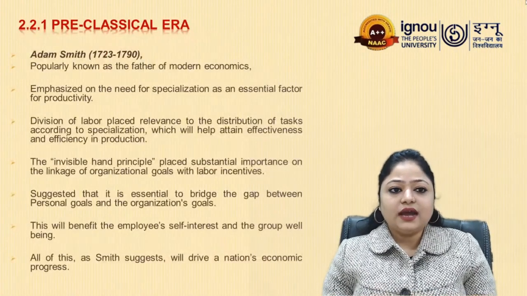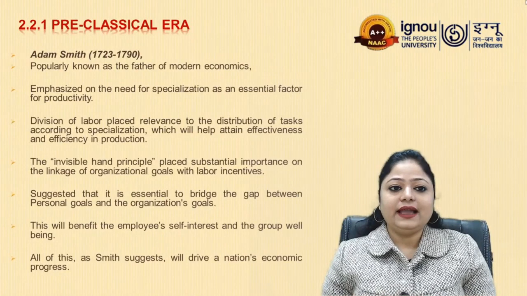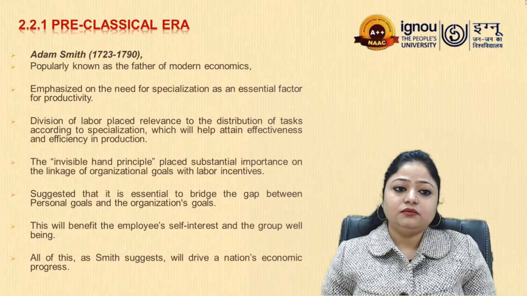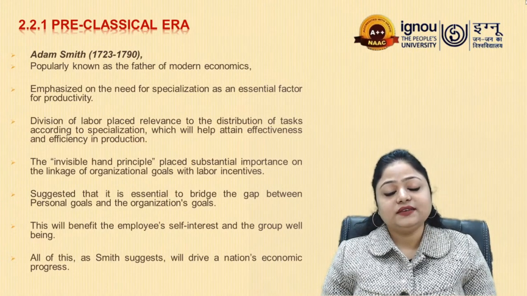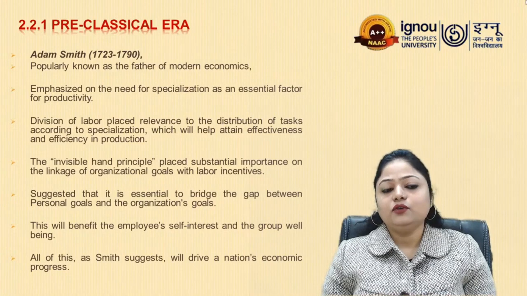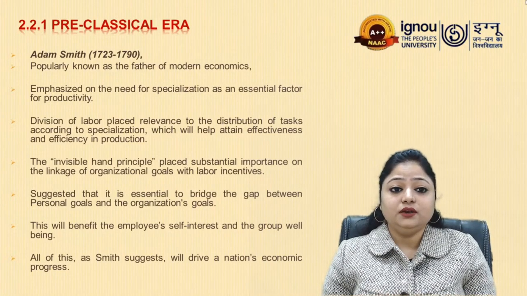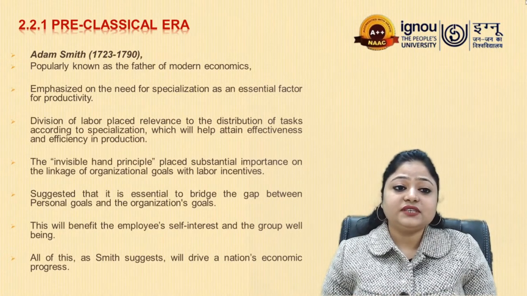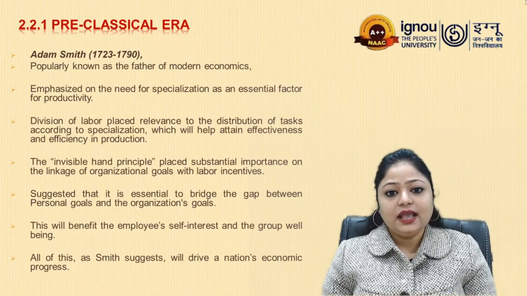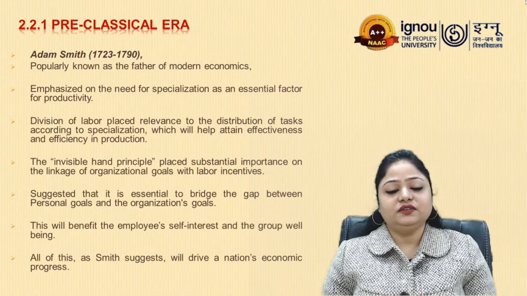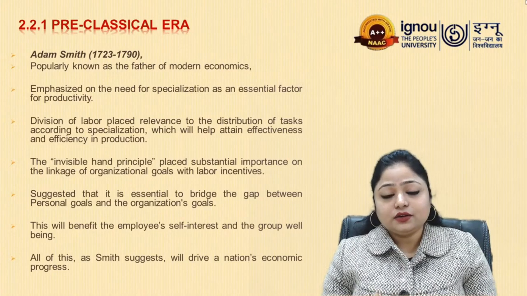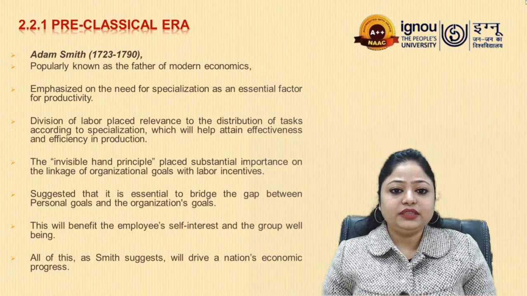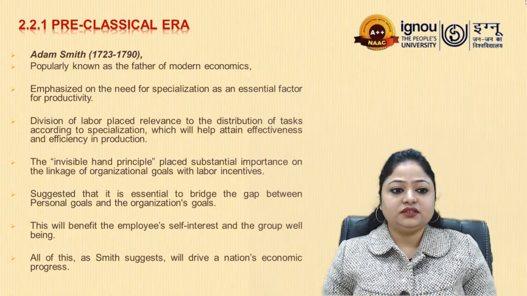Okay, so starting with the pre-classical era, we have Adam Smith, whose lifetime was from 1723 to 1790. He was popularly known as the father of modern economics, as we all know, and he emphasized the need for specialization as an essential factor of productivity. So generalization in terms of industrialization cannot happen. So specialization has to be there for increasing the productivity.